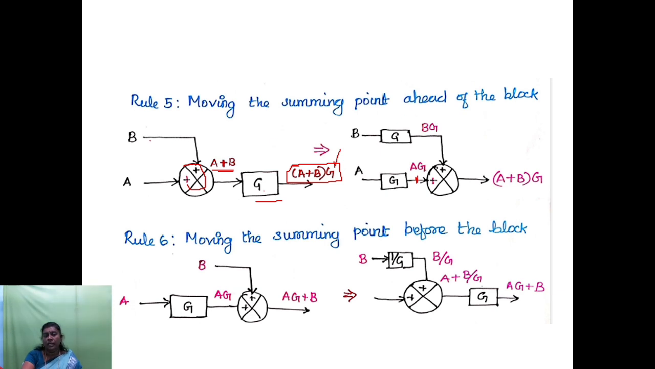And if I directly connect the B input to this point, I won't get the gain factor. So what I have to do is include another block which consists of the gain G, that should be multiplied with the input B, so that at this point I will be getting the output as (A plus B) into G. So whenever we are moving the summing point ahead of the block, each branch should be multiplied with the gain G, so that you will get the same output.